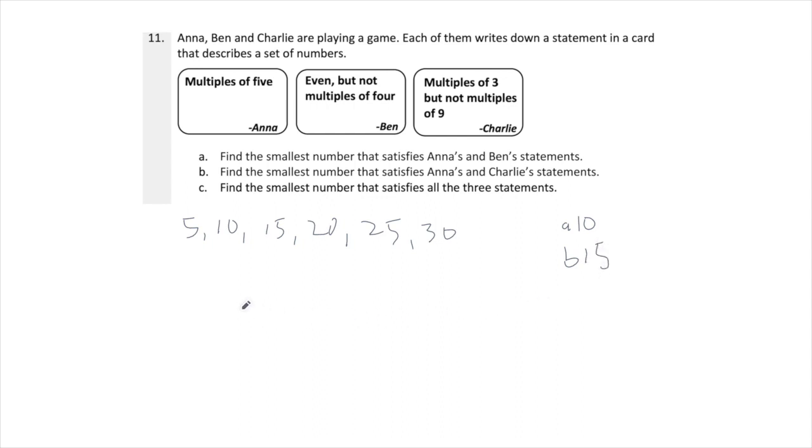We can use this approach to find the smallest number that satisfies all of these statements. 5 does not work because it is not even. 10 doesn't work because it's not a multiple of 3. 15 doesn't work because it's not even. 20 doesn't work because it's divisible by 4. 25 does not work because it is not even. And 30 satisfies all three conditions, so the answer to part C would be 30.